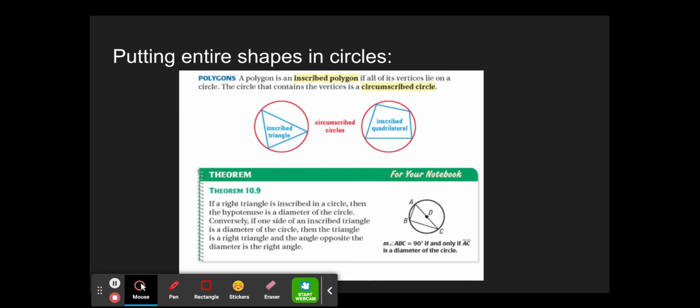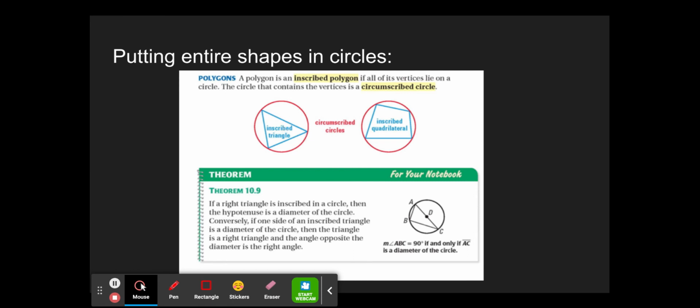So if you inscribe a shape inside of a circle, so if you inscribe a triangle, if you inscribe a quadrilateral, then you say the circle is circumscribed, think circumference, meaning it's wrapping around the shape, and then the shapes are inscribed, meaning that their angles, the vertices, are inscribed on the circle.